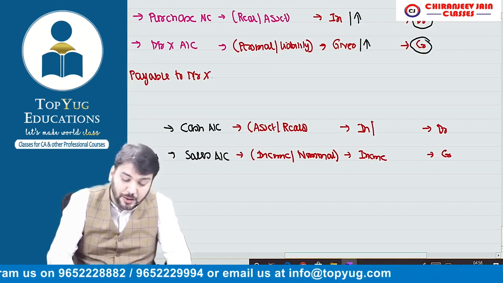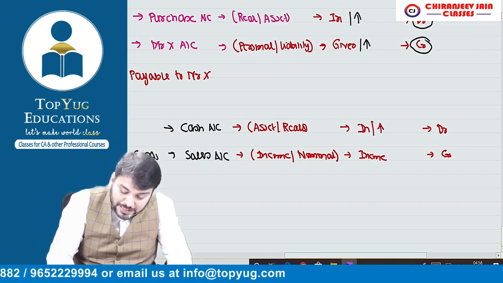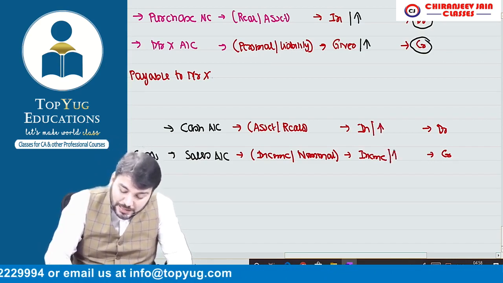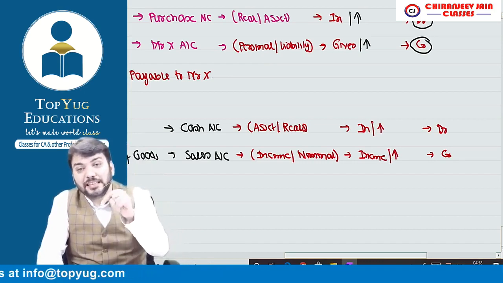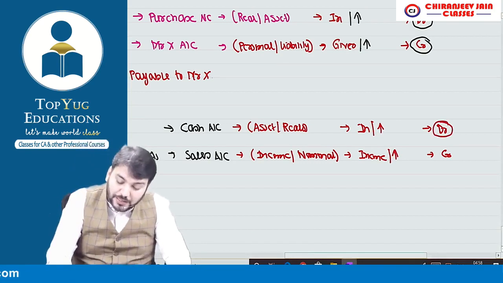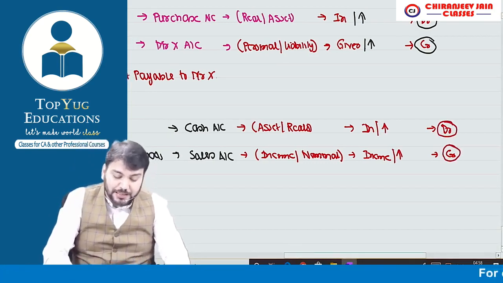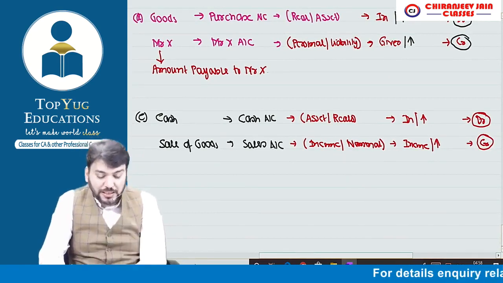Correct? If you apply modern rules, can you see there is an increase in asset and an increase in income. Increase in asset will be debited, increase in income will be credited. Therefore the journal entry is: Cash account debit to sales.